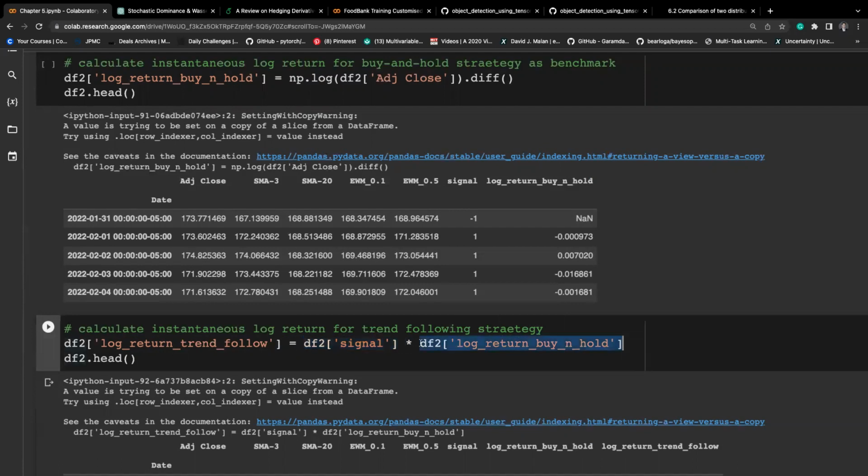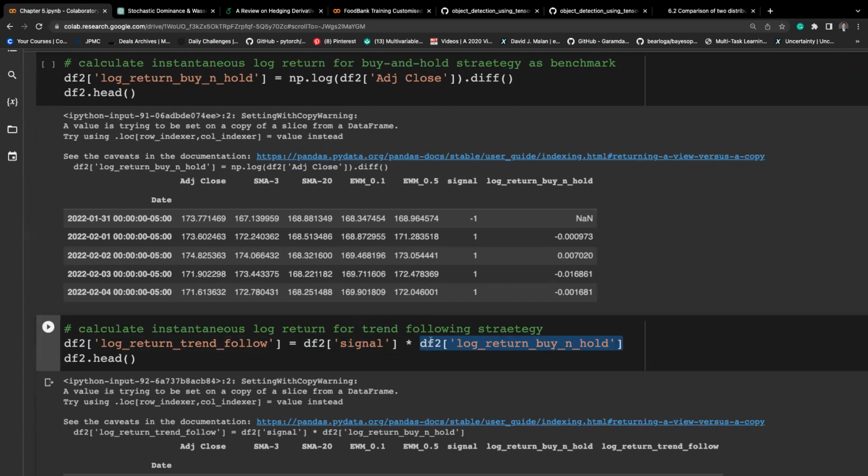Similarly, if the stock price is going down, then this quantity will be negative. So if we are holding, we are long a stock, that is 1, then this becomes a loss for us because we're holding a stock and the stock price is going down. On the other hand, if the signal is -1, meaning we're shorting the stock, and the price goes down, then it's a profit for us.